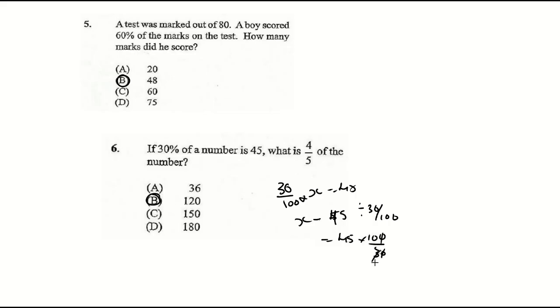Cross out this, 3 into 3 is 1, 3 into 45 is 15. So your number was 150. Then 4 over 5 multiplied by 150 over 1, which is 5 into 5, 1, 5 into 150 is 30. 150 is 30, and 4 by 30 is 120. So the answer is 120.